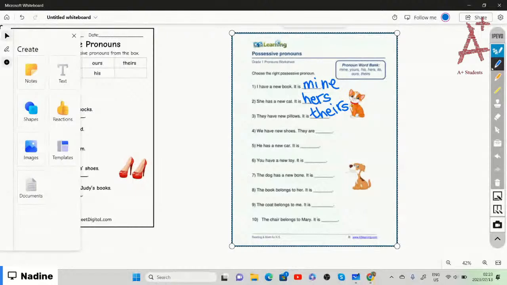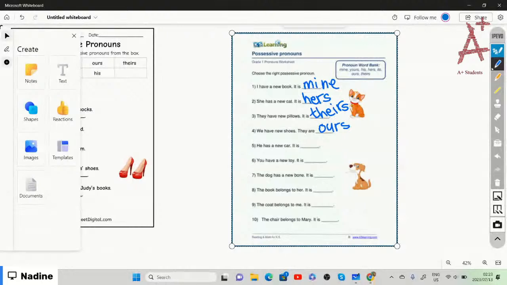We have new shoes. So who do the new shoes belong to? They are ours. It's ours. We have new shoes, which means that they are our shoes, or ours.